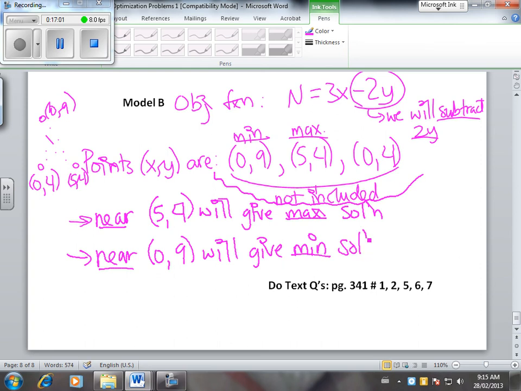And because these are whole number coordinates, you'll notice that that's given in the restrictions, and then also it's stippled. You'd have to choose the nearest whole number coordinate to test the points to find the minimum and the maximum solution. So you can practice this in the textbook with these questions.